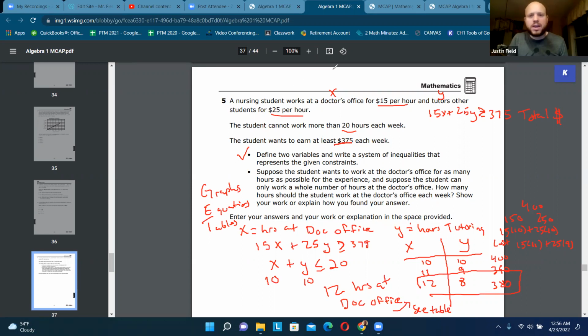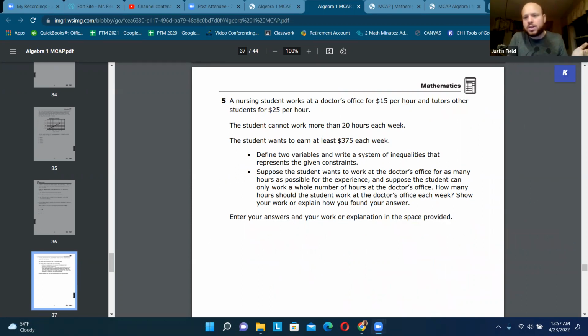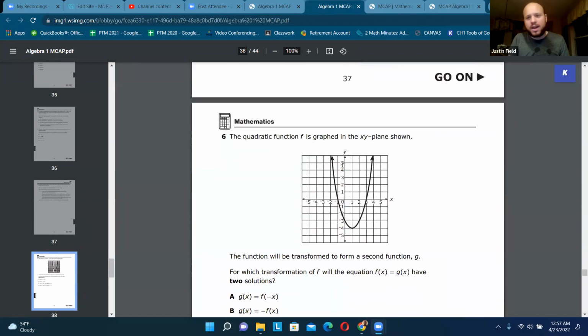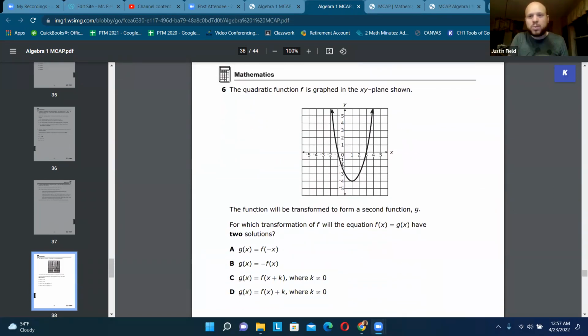It may feel like guess and check, and I was guessing and checking, but the reason was because there's only 20 hours, so it was efficient. If there was 1,000 hours, then I would have had to graph it and do some more sophisticated techniques. But as you can see, I'm done well within the time of testing.